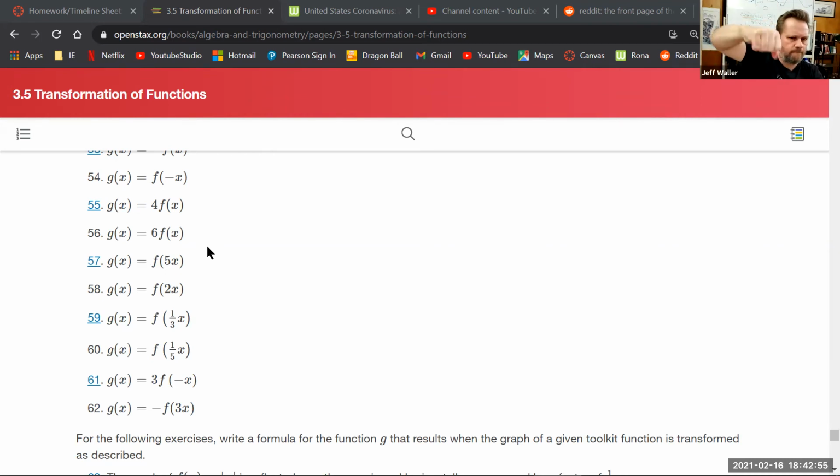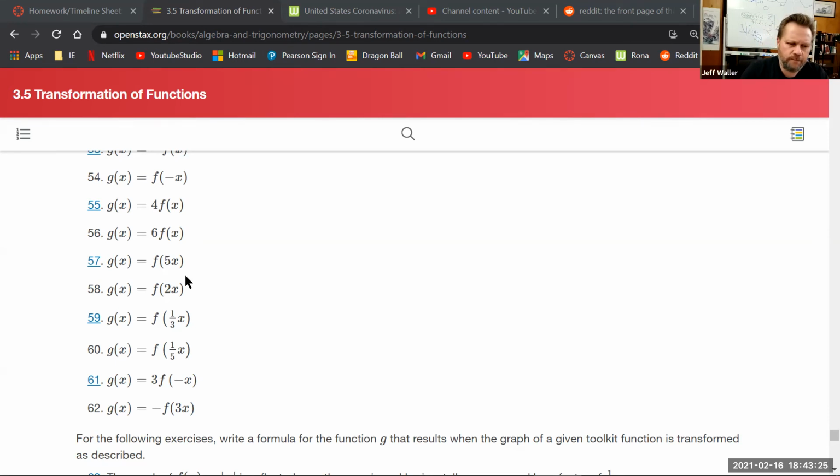Oh, okay. So if it's inside, like 57, that means it's going to compress it, because when it's inside, it does the opposite of what it looks like. So it'll be 1/5 as big of the x's that get compressed. So if it's inside, it's left and right. If it's outside, it's up and down. Got it. Yes. And if it's inside, it's the opposite, like the +3 means it goes back 3, that kind of thing. It's the opposite of what it looks like.